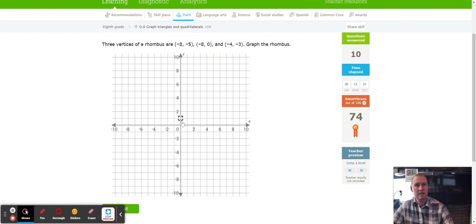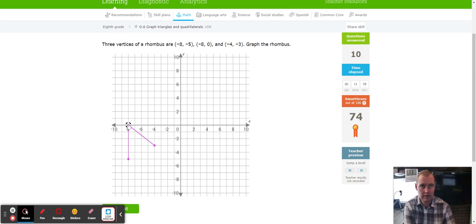3 vertices of a rhombus: negative 8, negative 5, negative 1, 2, 3, 4, 5, 6, 7, 8. Negative 8 is right there. And down 5, negative 1, negative 2, negative 3, negative 4, negative 5. First vertex: negative 8 and 0, back it up 8. Don't go up or down because that 0 represents no up or down on the y-axis. And negative 4, negative 1, 2, 3, 4, down 3, negative 1, negative 2, negative 3. And what are we looking to create? We're looking to create a rhombus.